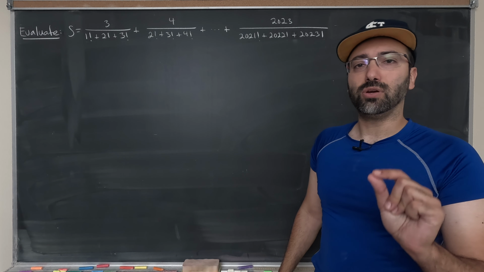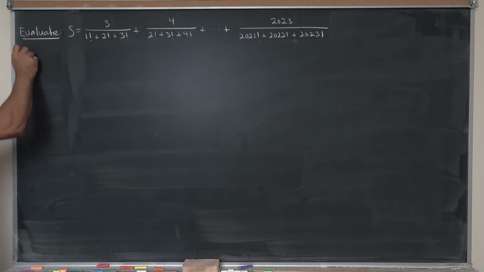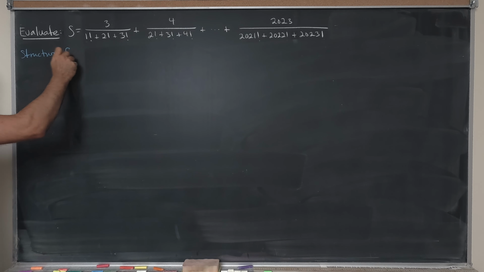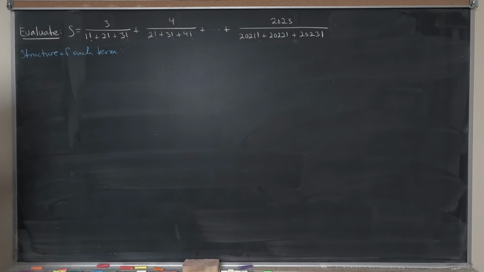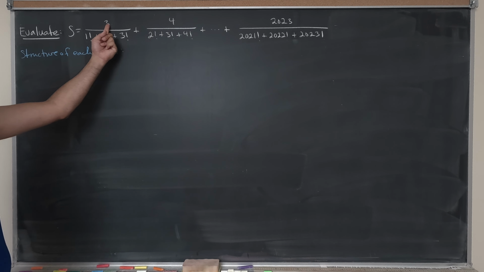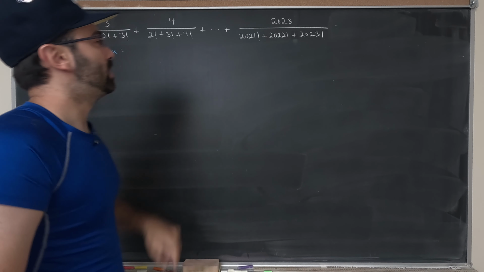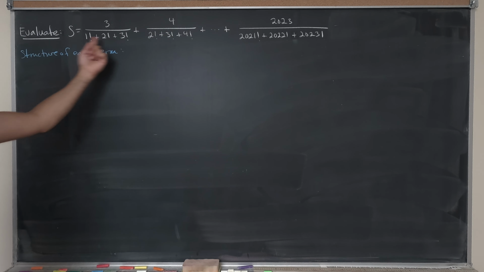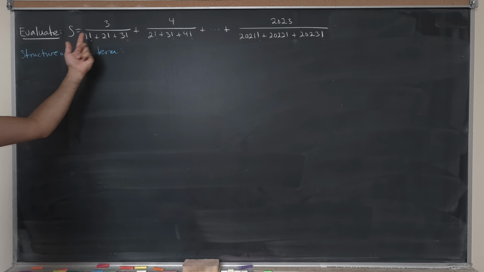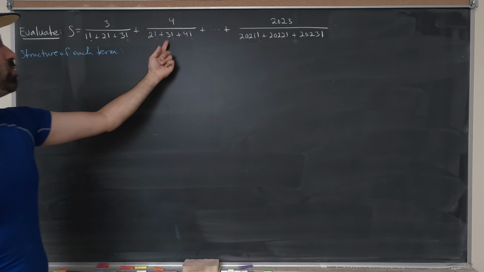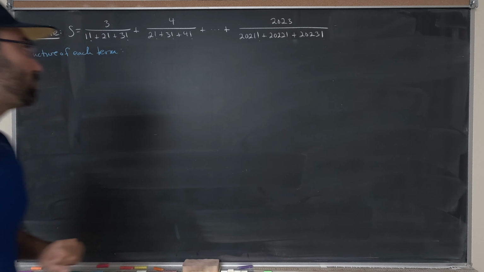Well, the key is to look at the structure of each term. So let's do that first. The structure of each term looks something like this. So notice, starting from 3 in the numerator, we go up by 1 each time. 4, then 5, 6, 7, all the way to 2023. And in the denominators, we have 3 factorials. So starting with 1, 2, and 3 factorial, then 2, 3, 4 factorial, and so on, all the way up until 2021, 2022, and 2023.